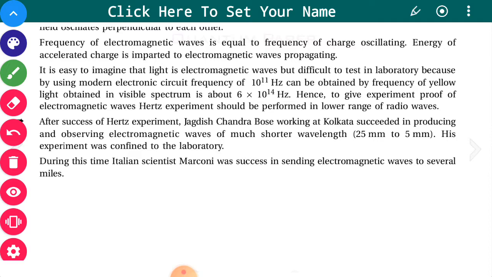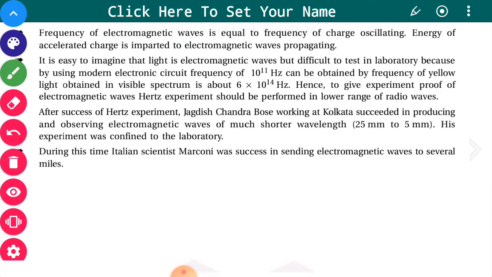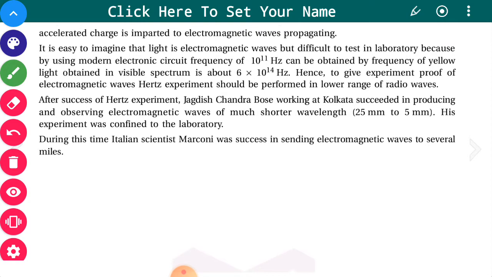So whatever is the energy of the accelerated charge is given to the electromagnetic wave propagation. Now it is easy to imagine that light is electromagnetic waves, but difficult to test in the laboratory, because by using modern electronic circuits, a frequency of 10 raised to 11 Hz can be obtained, while the frequency of yellow light in the visible is 6 into 10 raised to 14 Hz.